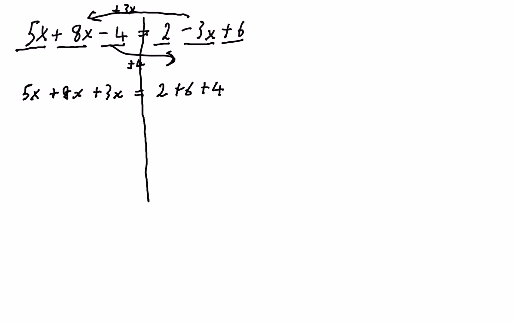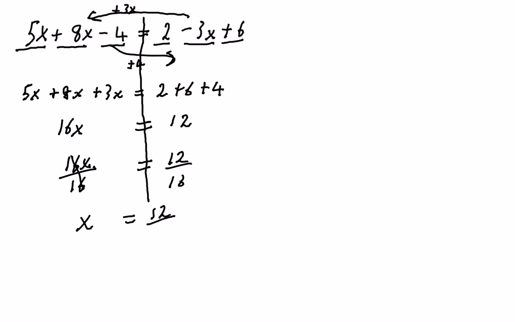At this point, all you do is combine your like terms. 5x plus 8x is 13x, plus 3x, that should be 16x, so we have 16x equals 2 plus 6 is 8, 8 plus 4 is 12, so equals 12. Divide both sides by 16 to get x by itself, so we have 16x divided by 16 equals 12 divided by 16. So this cancels and we'll have x equals 12 over 16.